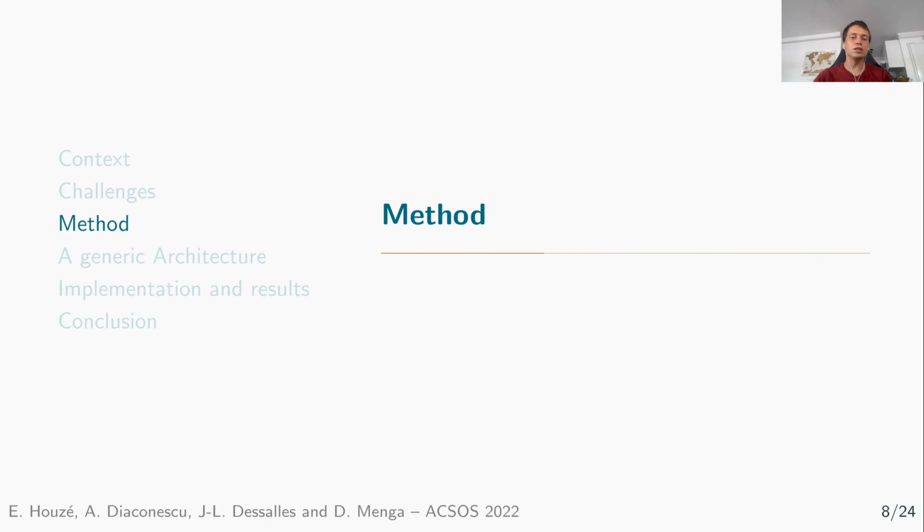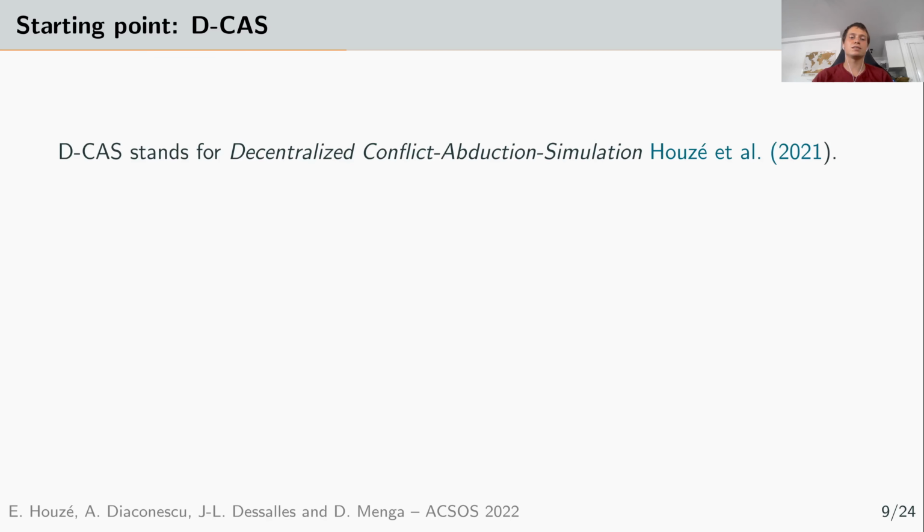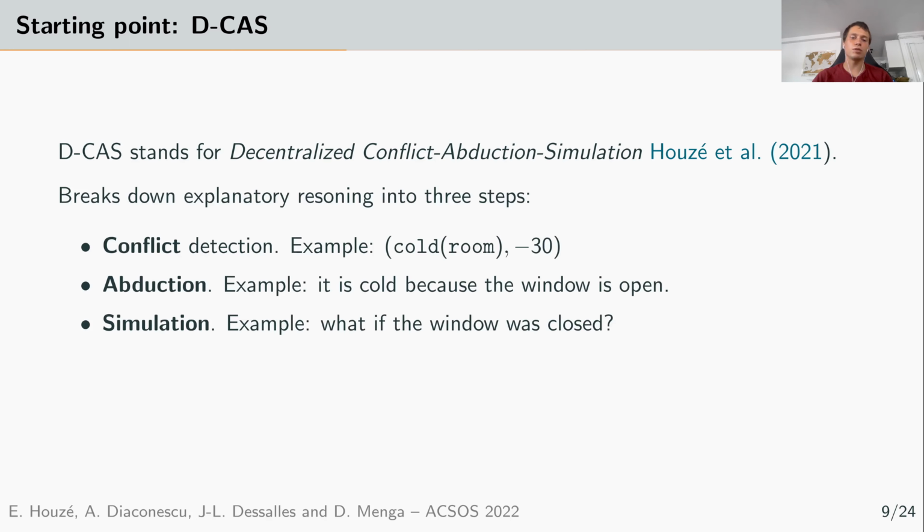In order to deal with these three main challenges, we already designed a generic method, a high-level reasoning method that is named DCAS. DCAS stands for Decentralized Conflict Abduction Simulation. Basically, it breaks down the explanatory reasoning into 3 steps. The first of them is conflict detection. It's identifying a conflict and matching it with some formal representation.